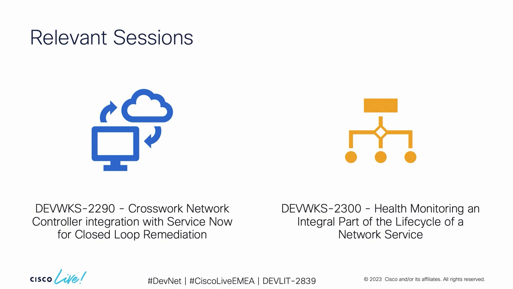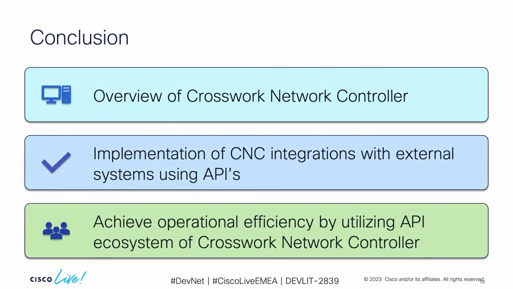In this session, we will deploy a Layer 3 VPN tunnel. We'll enable all the required stuff to monitor the health of the Layer 3 VPN tunnel that we deployed. You can try this out hands-on, see the way the APIs work and how easy it is to learn and play with them, or to build new systems on top of them. With that, I would like to conclude. This is a small intro session, which gives you an overview of the CNC, and how practically we are implementing the integration with external systems using the CNC's API ecosystem.